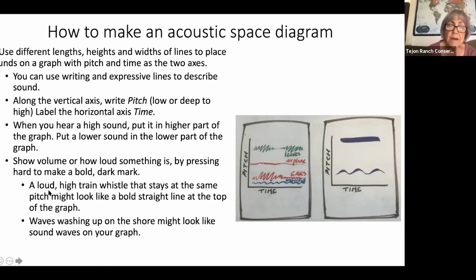If, for example, you have a loud, high train whistle that stays at that same pitch, like right here, that would be a bold, straight line going all the way across that graph. If you've got waves like this right here, you might want to make it look like sound waves.